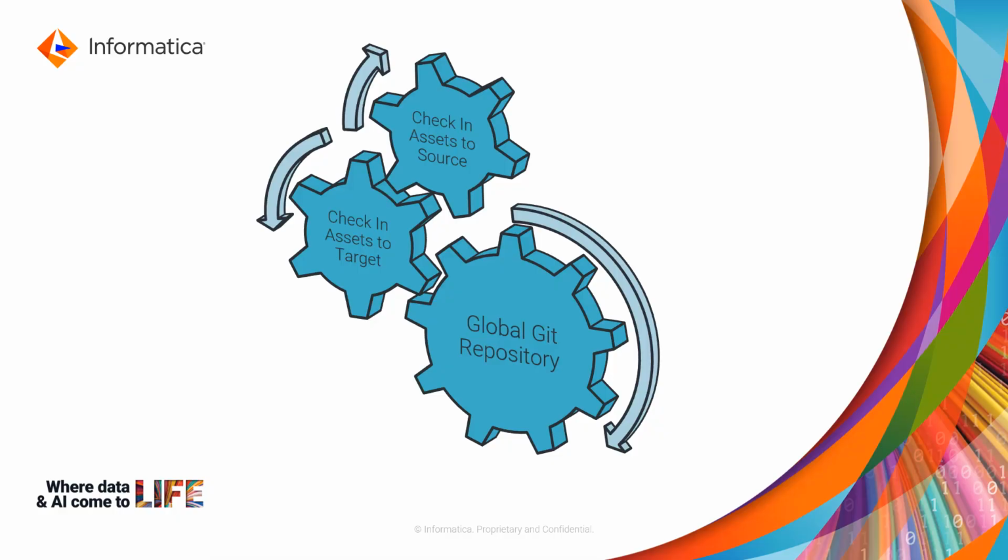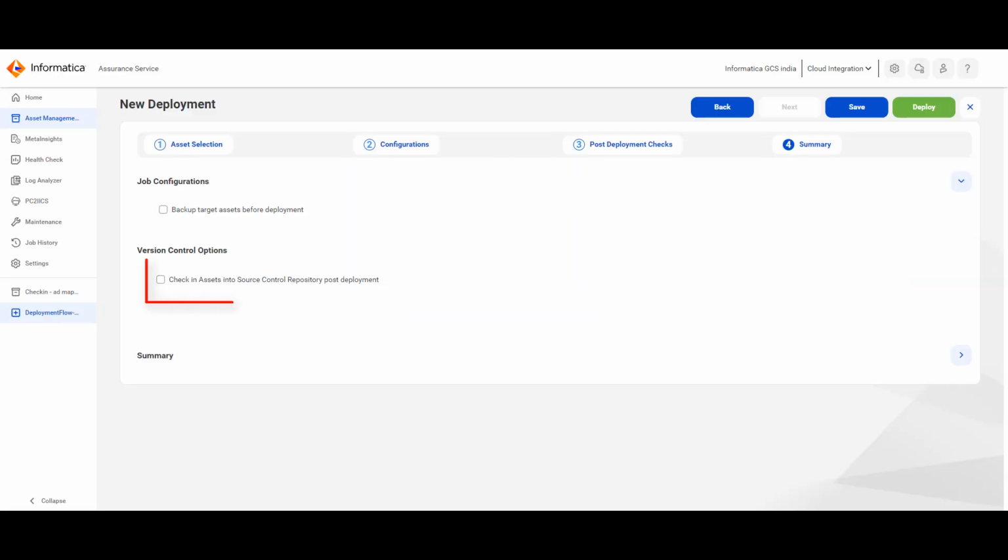The check-in assets into Source Control Repository post-deployment option enables users to check in their assets along with their dependent assets to the global Git repository of the target organization. Users need to check the check-in assets into Source Control Repository post-deployment checkbox on the summary page of the deployment flow, before performing the deploy action to perform the check-in action.